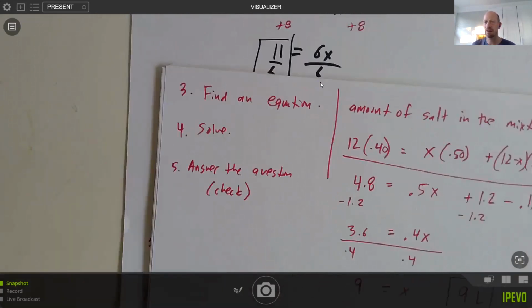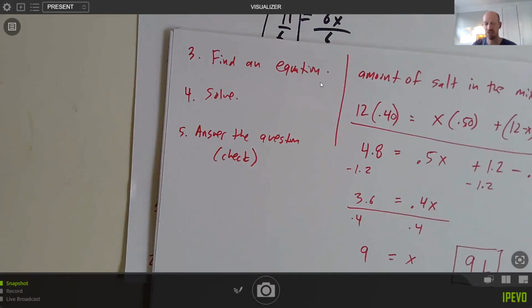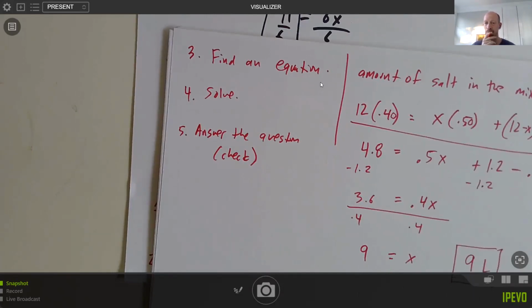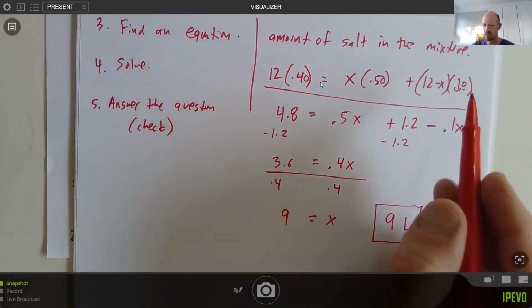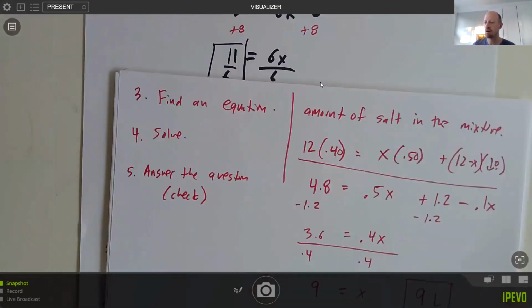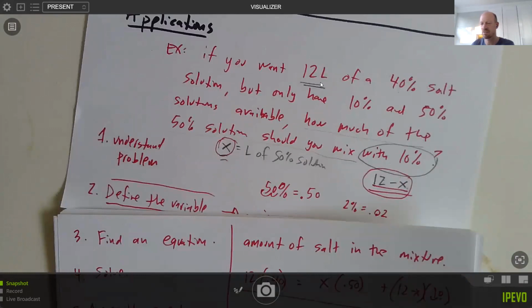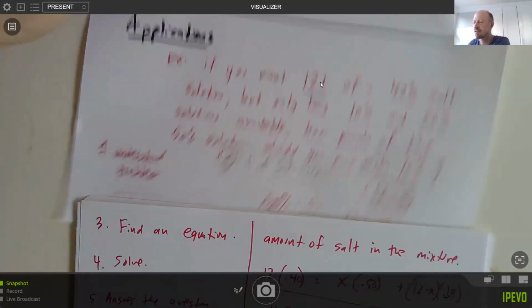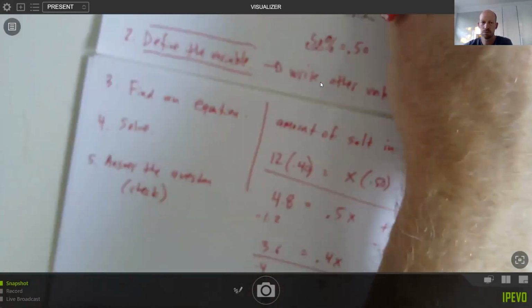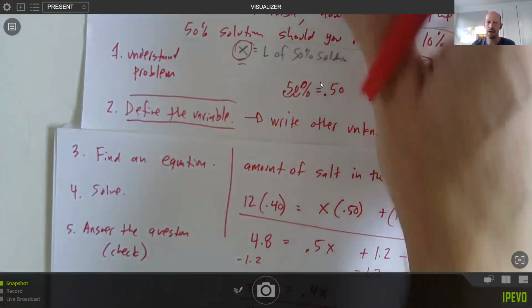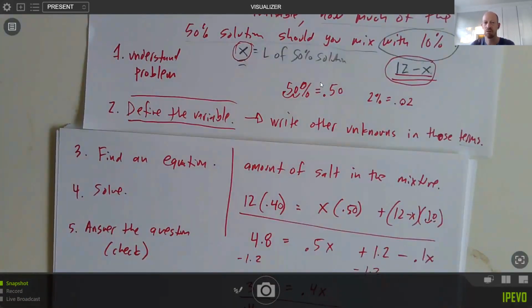So again, a number of the application problems are going to be easier than the mixture problems just because they don't have this slightly more complicated mixture equation in them. But they are all going to benefit from attacking them using the same 5 steps here. Understand the problem, define the variable, find an equation, then you solve the equation, and then finally make sure that you answer the question and check your work.